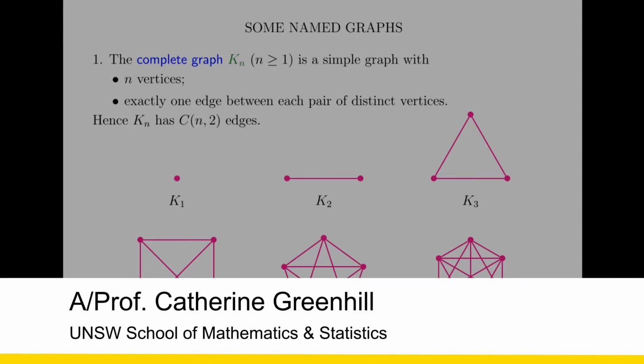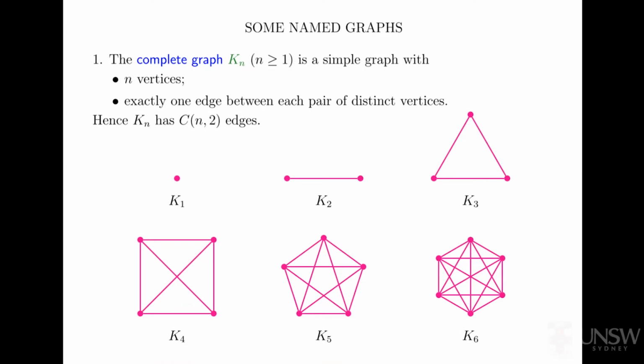Now we're going to meet some graphs that are so important or useful that they have a name. And the first one is the complete graph Kn. This is a simple graph with n vertices, n is at least one, and exactly one edge between each pair of distinct vertices. So Kn has n choose 2 edges, and this is the most number of edges you could have in a simple graph on n vertices.